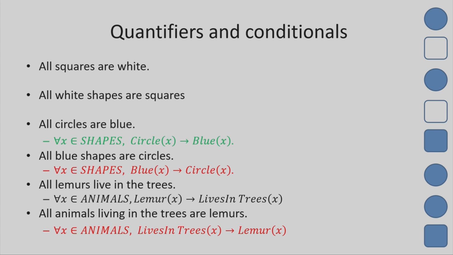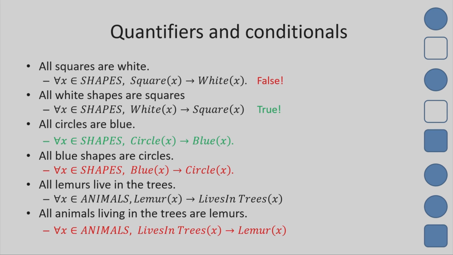So let's try a few examples. We had all squares are white, and all white shapes are squares. Now let's do all circles are blue. For every shape, if it's a circle, then it's blue. That's true. All blue shapes are circles. Well, that's not quite true, because some of the blue shapes are squares.